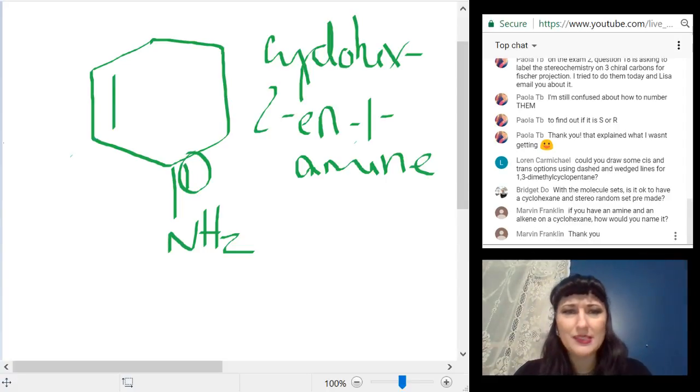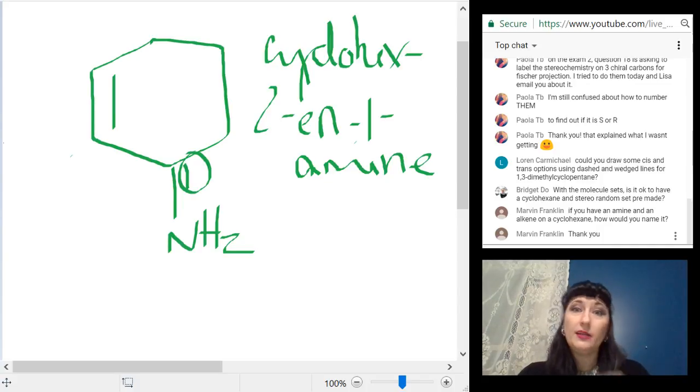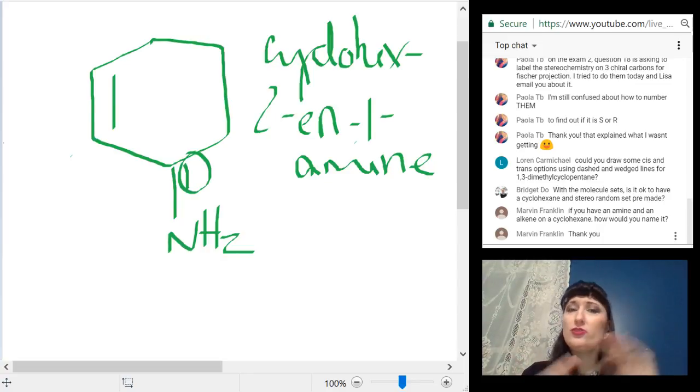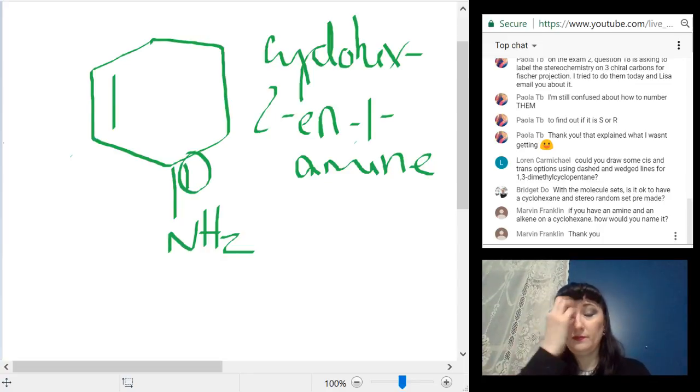I hope that made sense. Once you start combining the different suffixes at the end, like an alkene or an alkyne, with an amine or an alcohol or a carboxylic acid or anything like that, it sounds a little weird. It's kind of awkwardly named, but it's the same exact methodology for all of them. So as long as you can learn one of them, you should be fine.